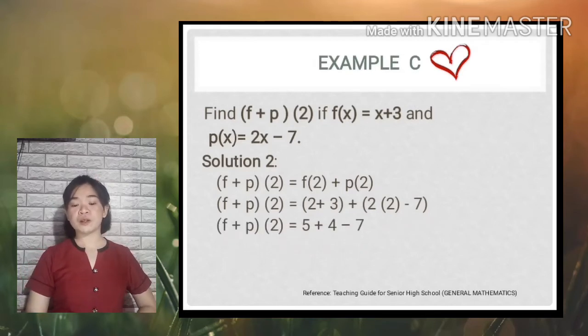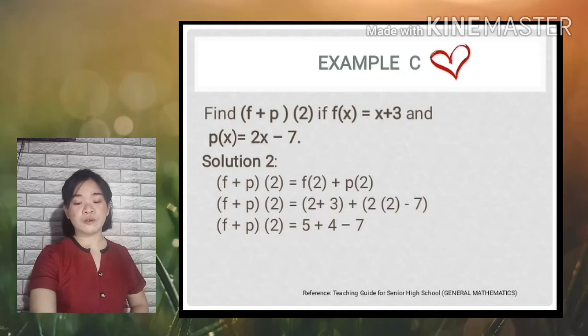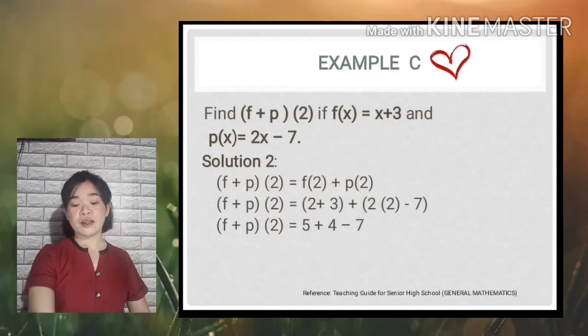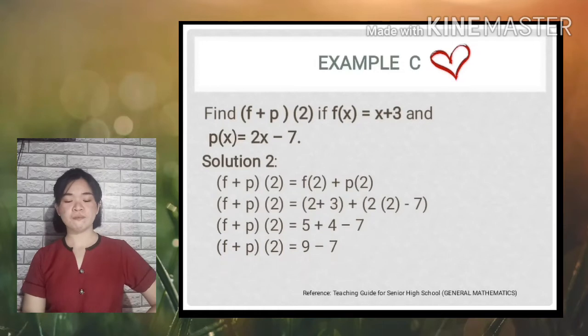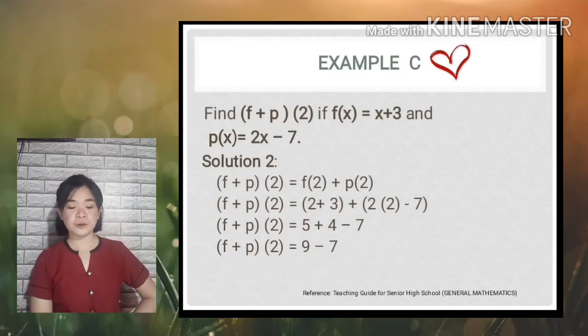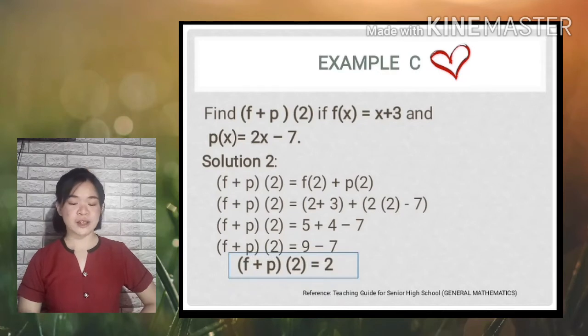So that will be equal to 2 plus 3 is equal to 5, and then 2 times 2 is 4. Bring down negative 7. So our new equation will be f plus p of 2 is equal to 9 minus 7, which is equal to 2. So as you can see, we get the same answer. f plus p of 2 is equal to 2.